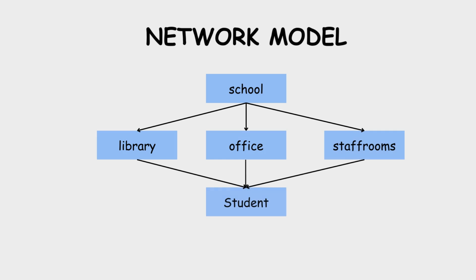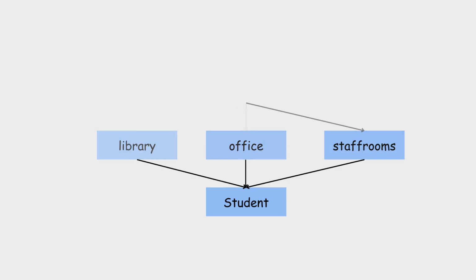This is an example of a network model. It is a graph-like structure and the strict single parent rule is removed here. Look here, the node student has multiple parents, that is library, office, staff rooms.